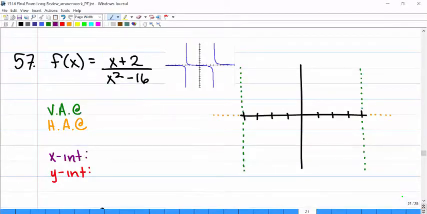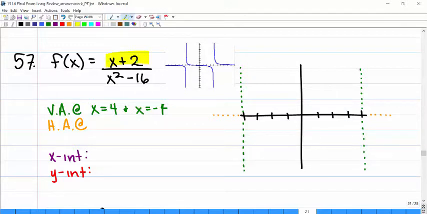For number 57, it wants me to graph the rational function y equals x plus 2 over x squared minus 16. When I set the denominator equal to 0 and solve for x, it factors into x plus 4 times x minus 4. So I have vertical asymptotes at x equals 4 and x equals negative 4. I graphed those here on my graph.